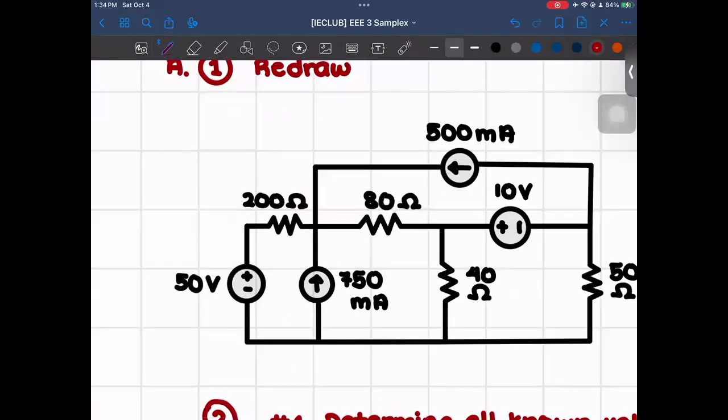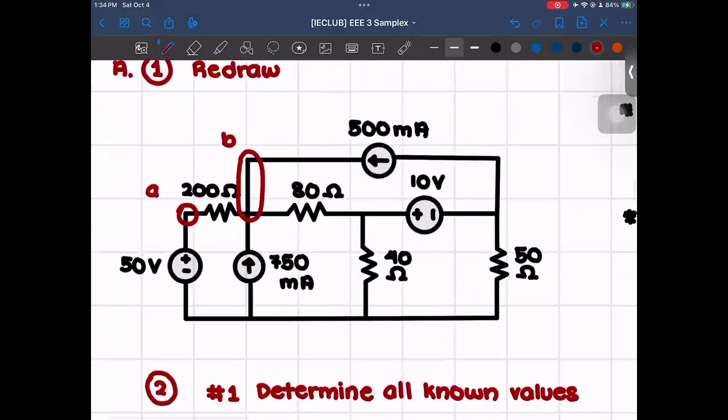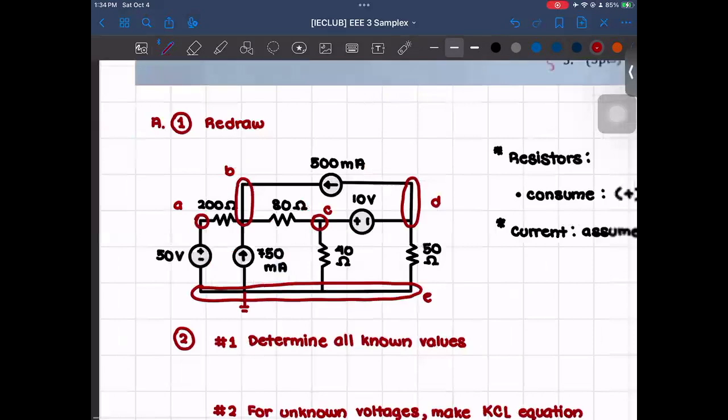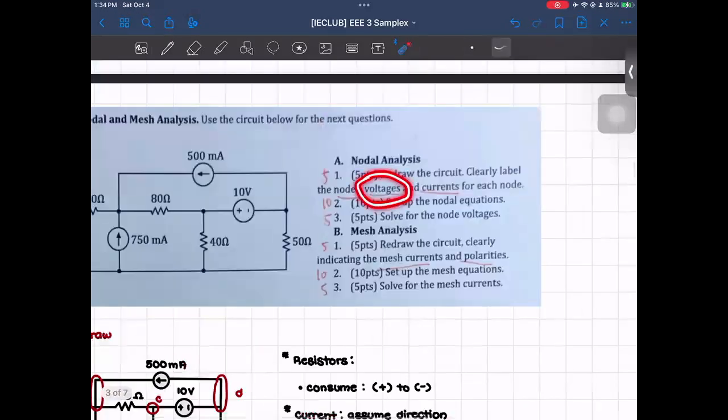So for that, this would be our first node, which I'll label as A, our second node here, which is B, and then this would be our third, C, and then our fourth, which is D here. And then this would be our fifth, E, but we could also take note that this is our ground already, since it's at the very bottom of our circuit. And now that we have that, next, let's look into labeling our voltages.